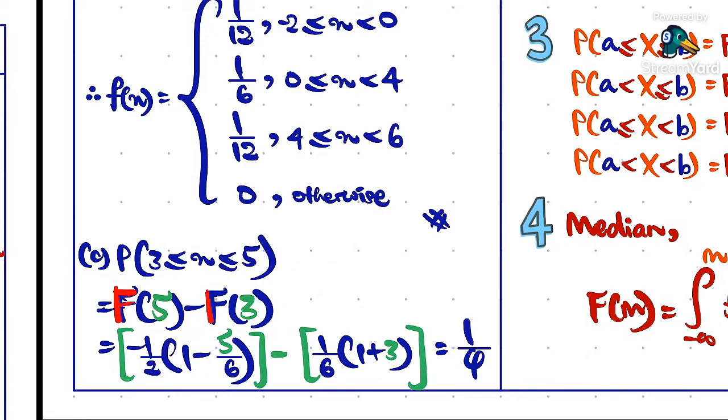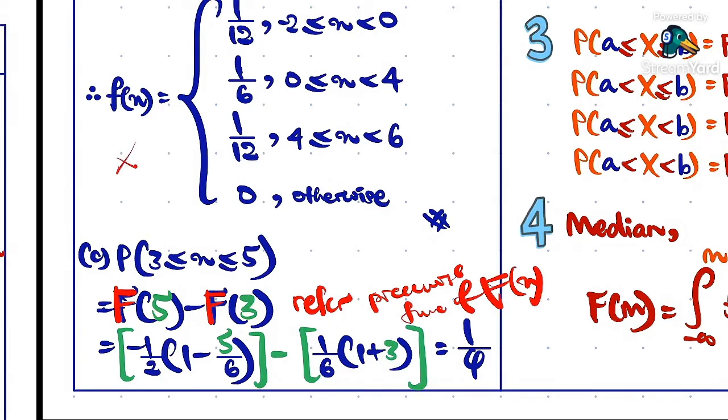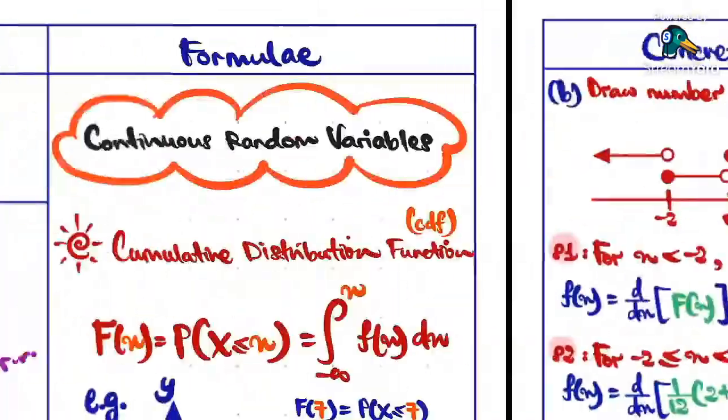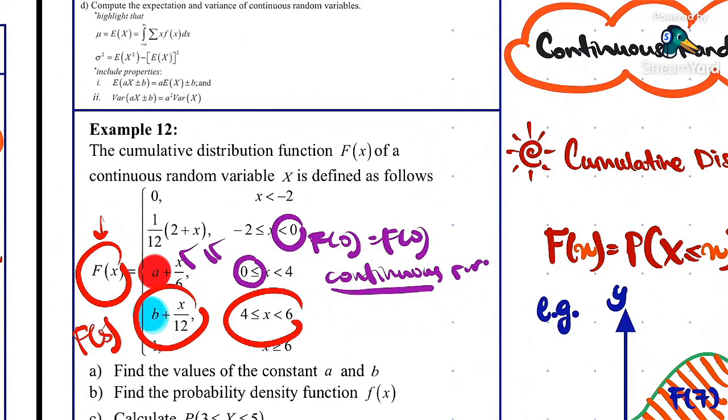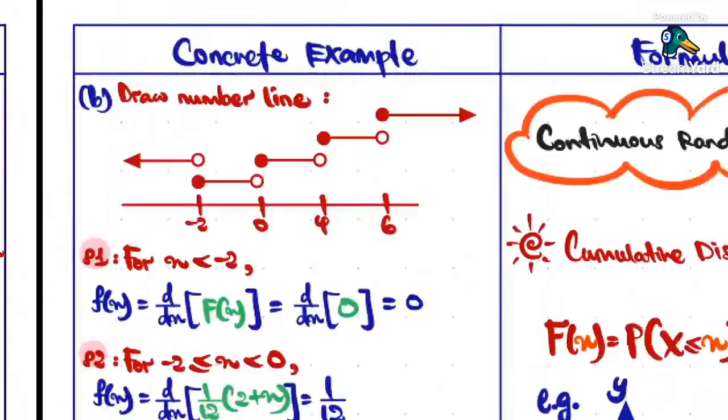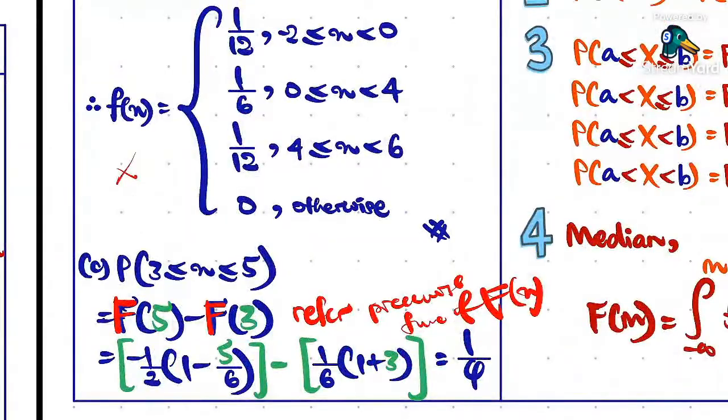So for the big letter F, please refer to the piecewise function of the big letter F, not this one. You just got to refer back to your big letter F from this particular question here. You find your F(5). Where is it? F(5) will be here, and then F(3) will be there. Just use the function, sub in the values here, F(5) minus F(3), sub in the 5, sub in the 3, you will get 1 over 4.